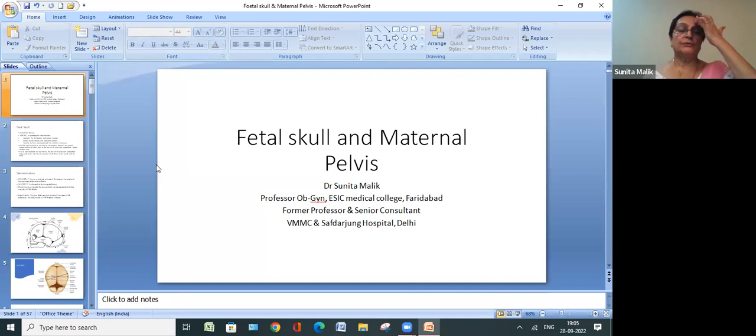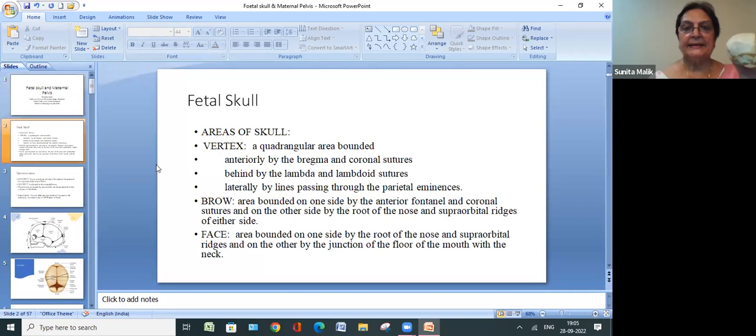Okay, so today my topic is fetal skull and maternal pelvis. You must have seen this skull many times. Basically, let's discuss first the areas of skull. It has got vertex, brow, and face. Vertex is a quadrangular area bounded anteriorly by bregma and the coronal sutures.